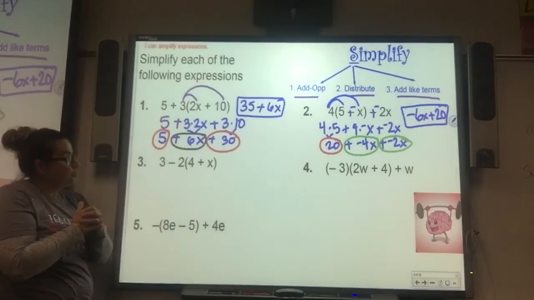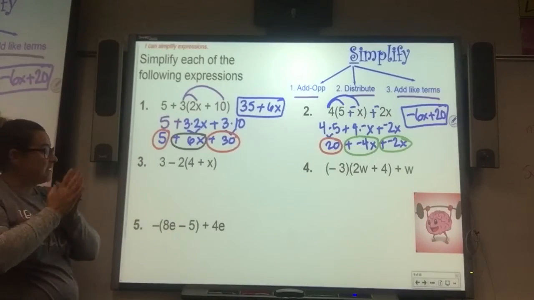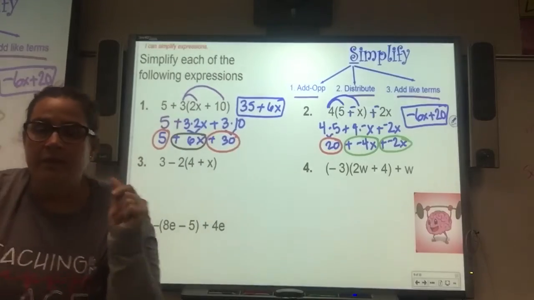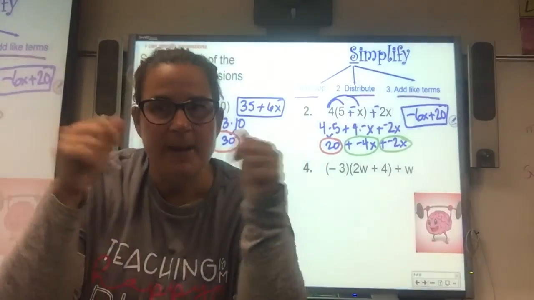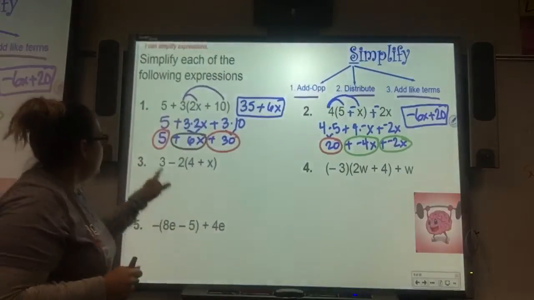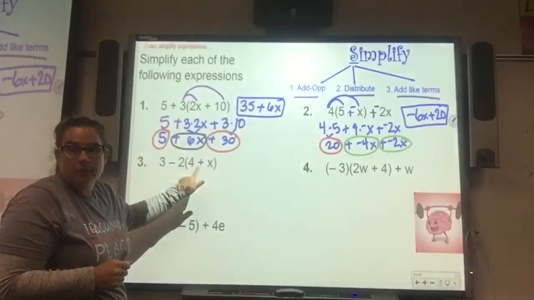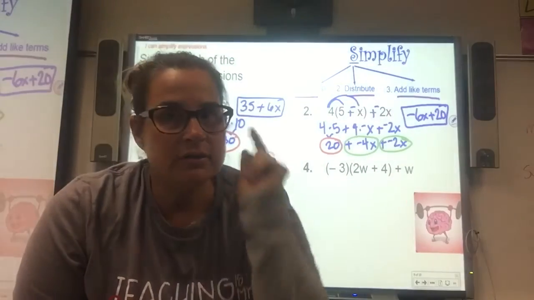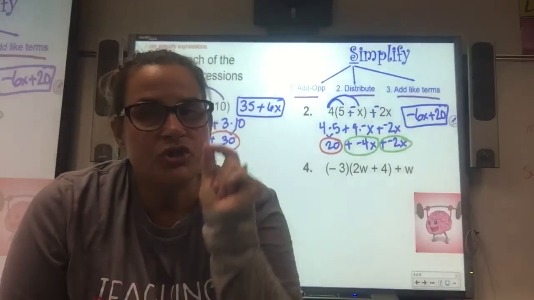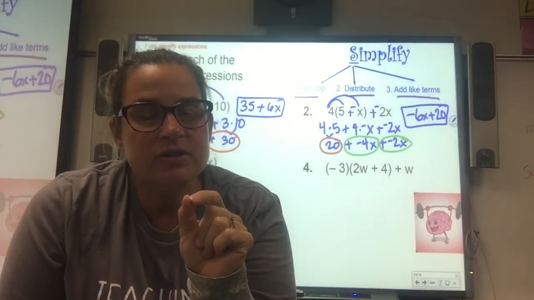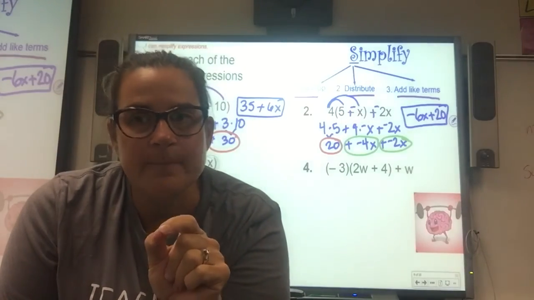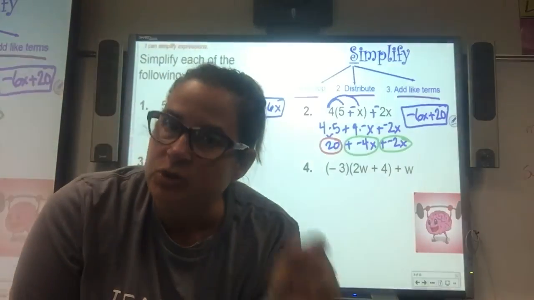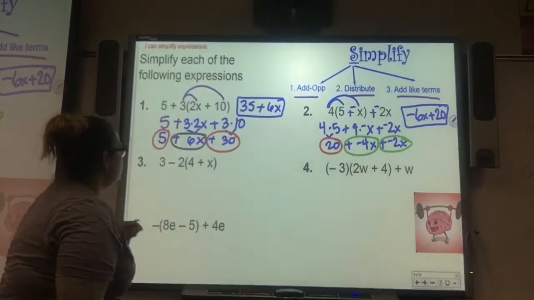3 minus 2 times the quantity 4 plus x. Okay, if you were kind of tuning out a little bit, I need you back in right here. When you see this, the distributing goes before the subtraction. Did you hear that? The distributing goes before the subtraction because multiplication occurs before subtraction in order of operations.